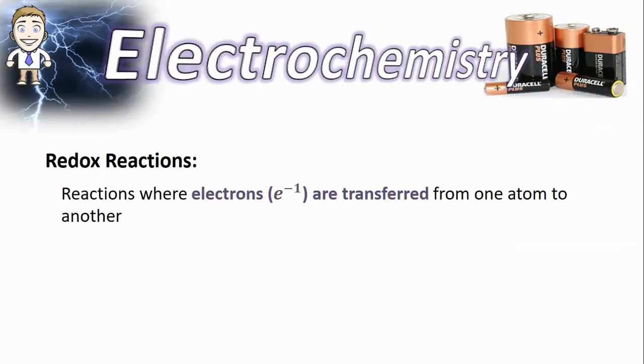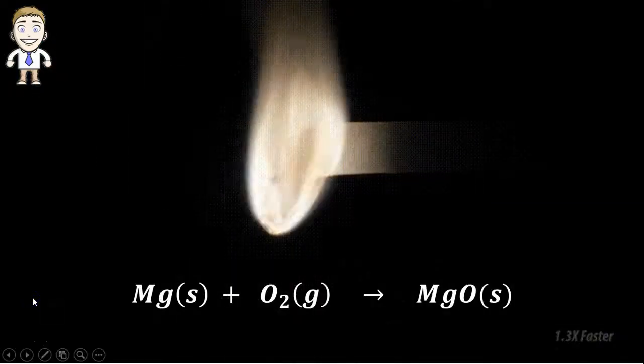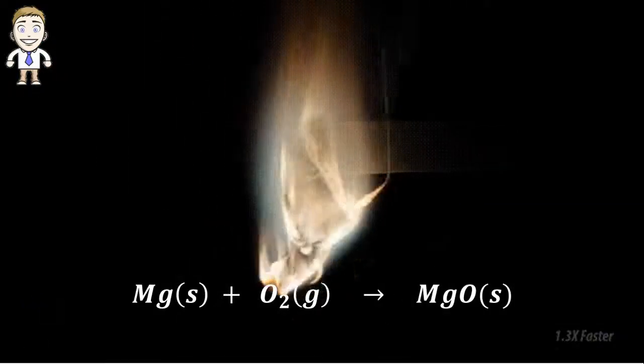So a redox reaction is defined as any reaction where electrons are transferred from one atom to another. And this happens all the time in all sorts of reactions that we're pretty familiar with, like this one between magnesium metal and oxygen gas. You've seen this probably in class or in videos online. The magnesium burns extremely brightly.